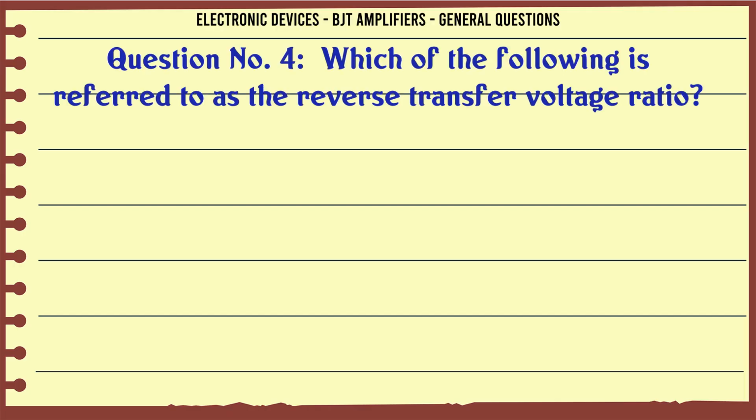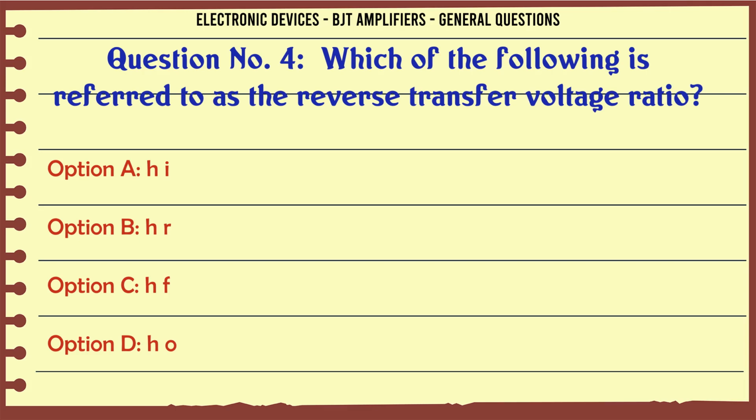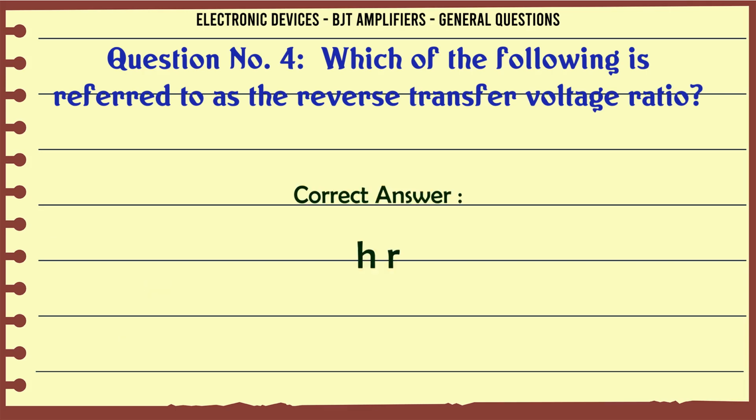Which of the following is referred to as the reverse transfer voltage ratio? A. HI. B. HR. C. HF. D. HO. The correct answer is HR.